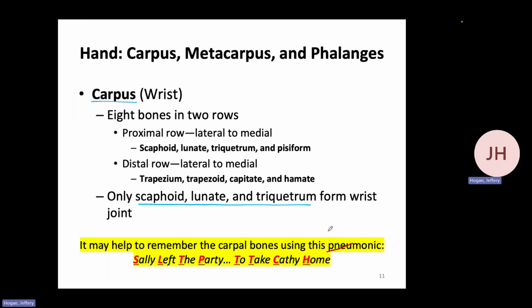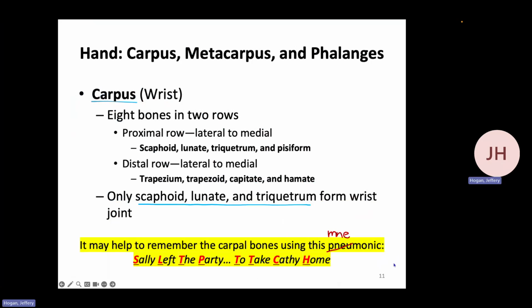Pneumo is for breath, not for memory. It's a mnemonic device, silent M-N-E-M-O-N-I-C, all right, mnemonic there. Sally left the party to take Kathy home.